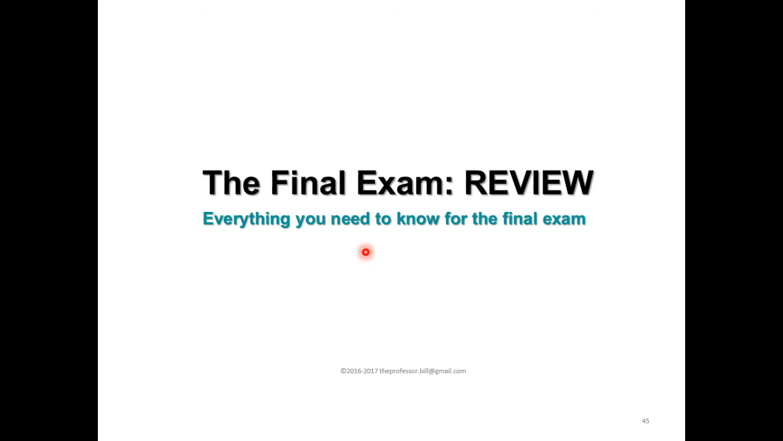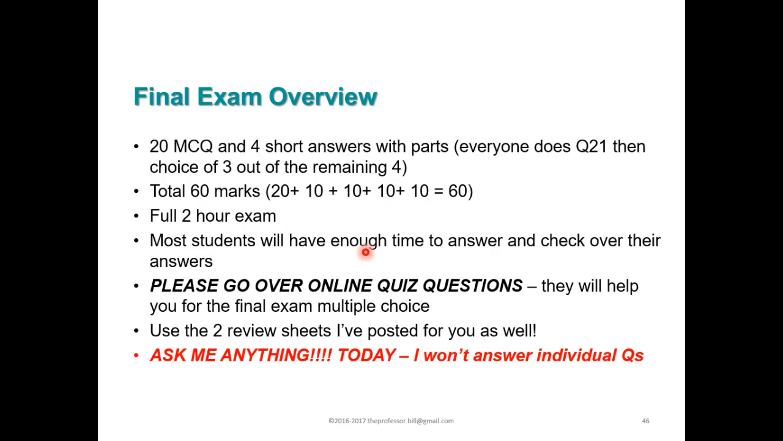I know you don't have these notes. I will post these for you a little bit later. Just a couple of things that I want you to keep in mind. So you have these 20 multiple choice test questions and these 4 short answers with parts. All of you are going to do question 21, and then you have a choice out of the 3 of the remaining 4, as I mentioned to you before. Each of those short answer questions is worth 10 marks each. Most of them have either 2 or 3 parts associated with them, so one question by itself won't make or break you on the short answer.